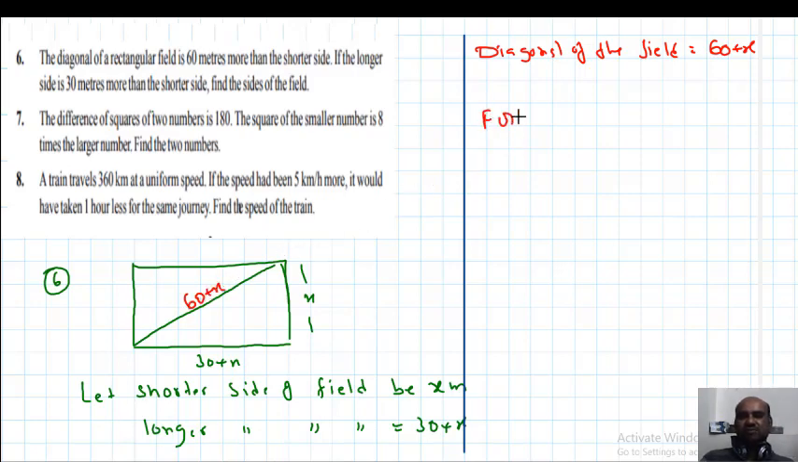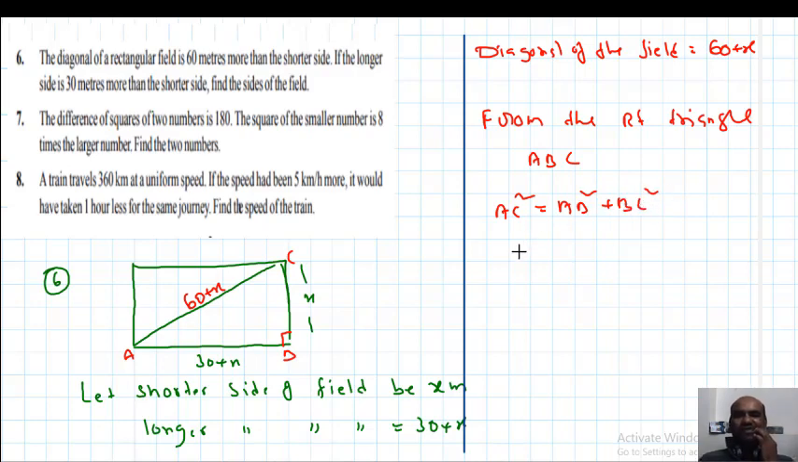From the figure, from the right triangle, I can give the name for the right triangle, right triangle ABC. AC square equal to AB square plus BC square. Hypotenuse square equals sum of squares of the two sides. That is 60 plus x whole square equal to 30 plus x whole square plus x square. Now we want to solve.